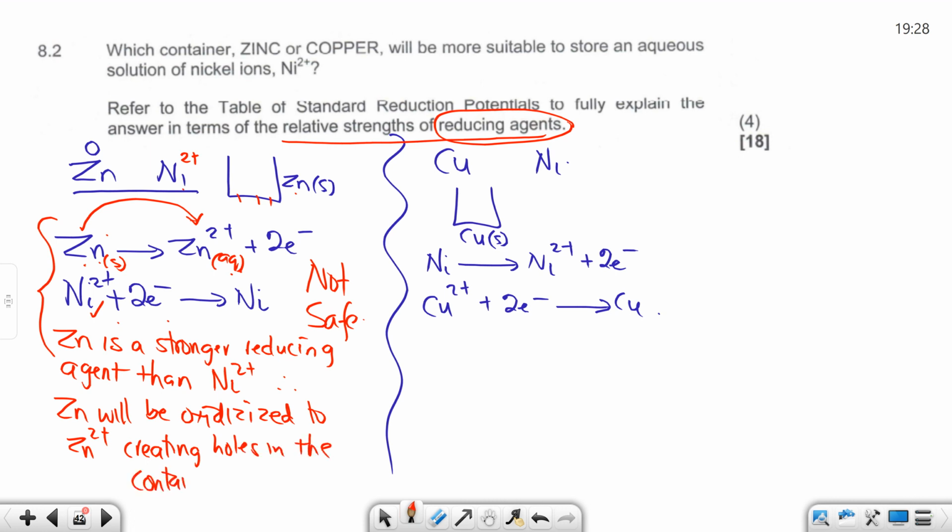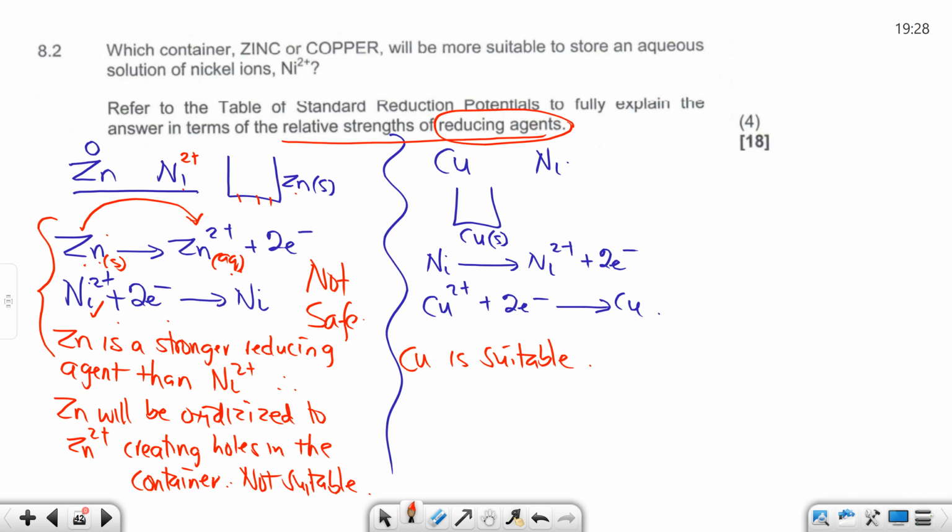Guys, once you see ions, they are invisible. They said, which one is suitable to store? Does that make sense? So, which one is suitable? Copper. So, just come here and say, copper is what? Does that make sense, guys? This is how we do spontaneous reactions.